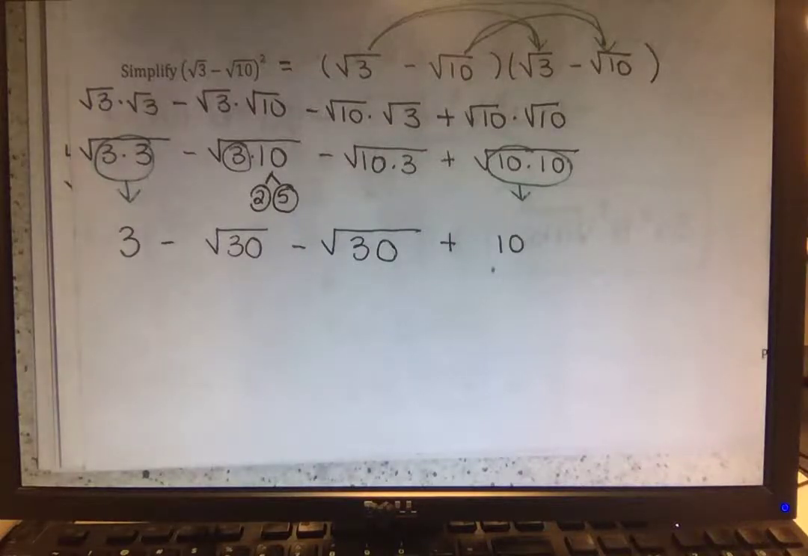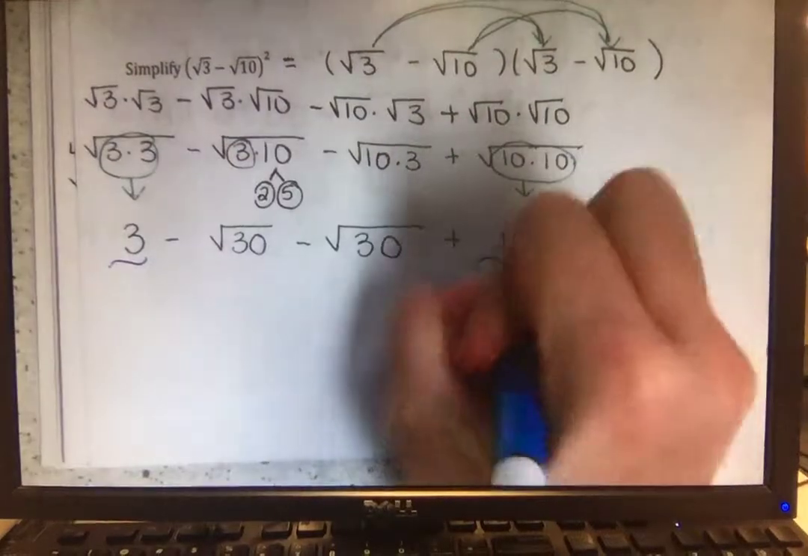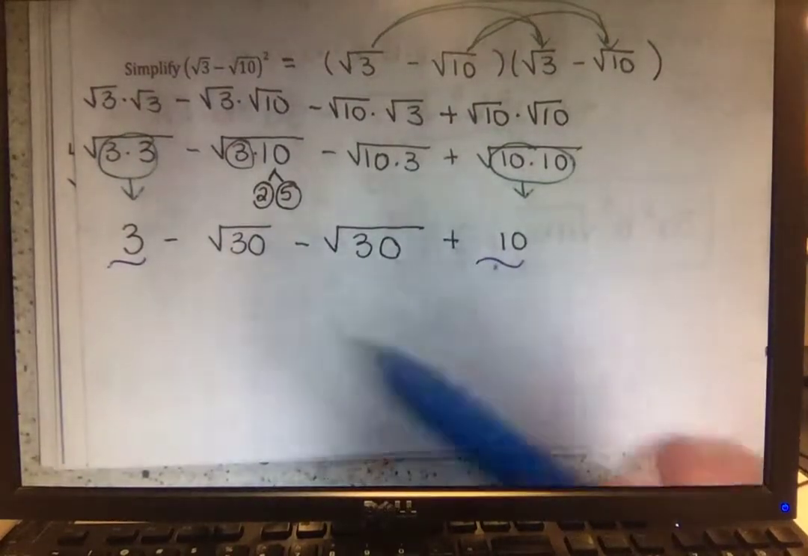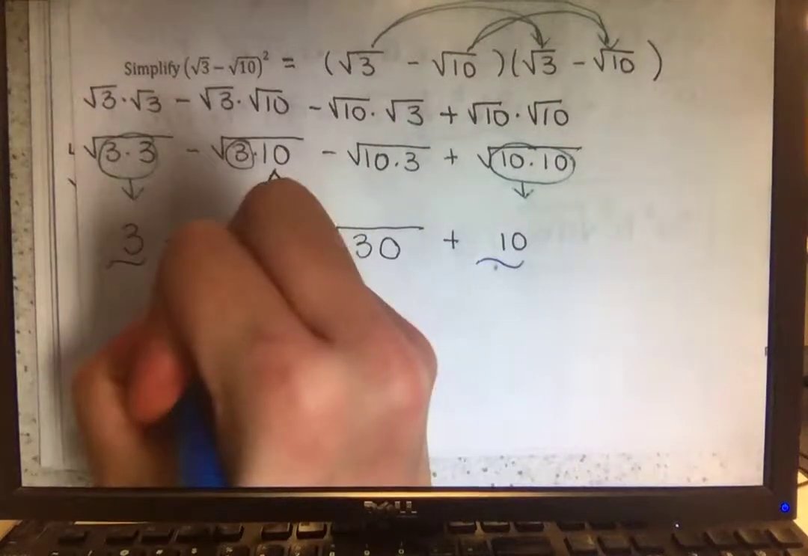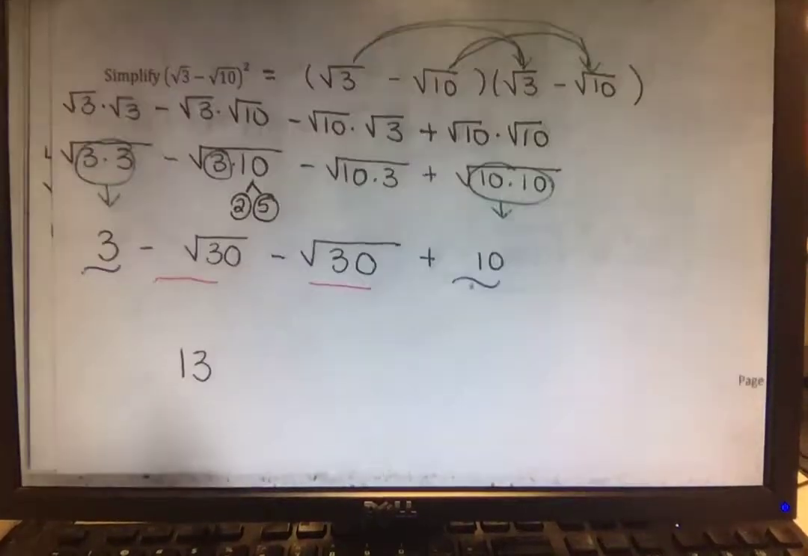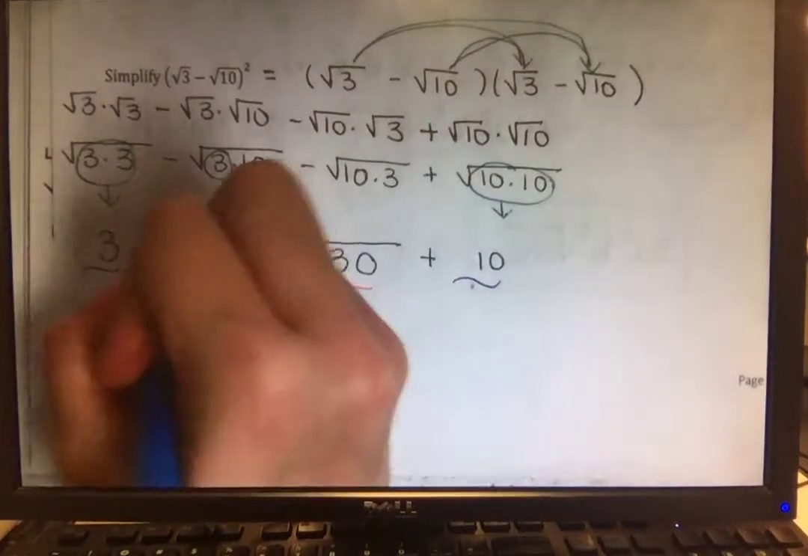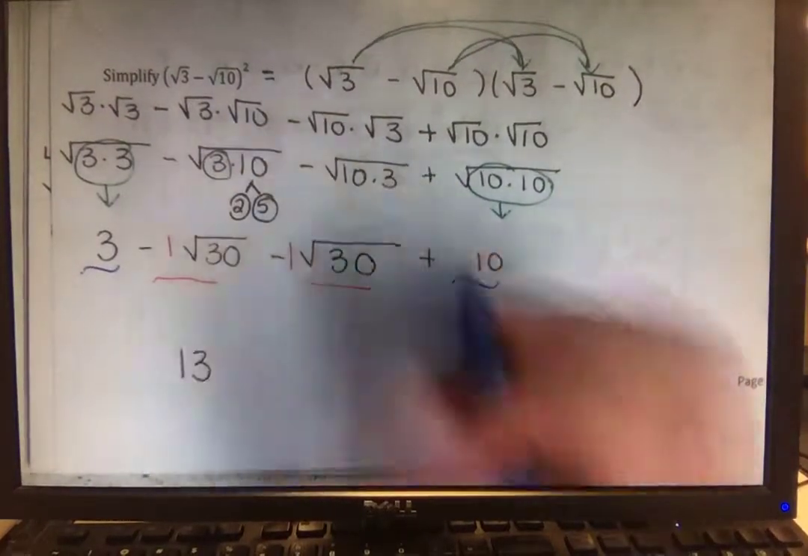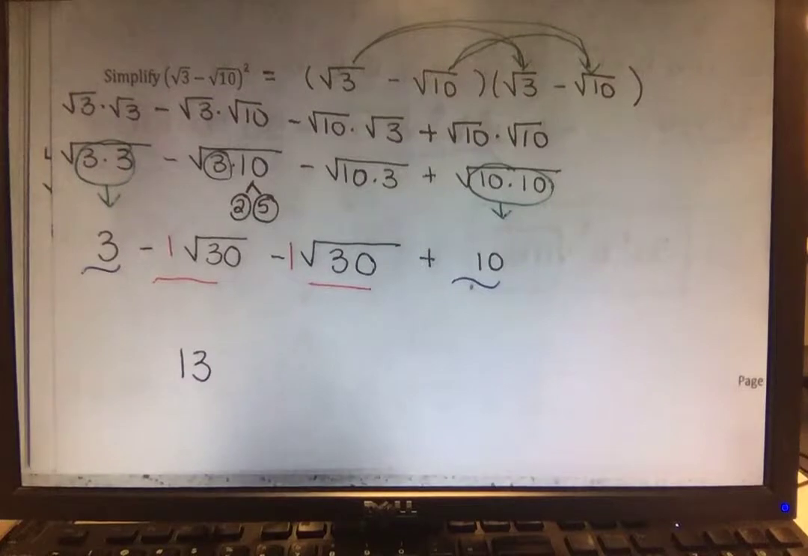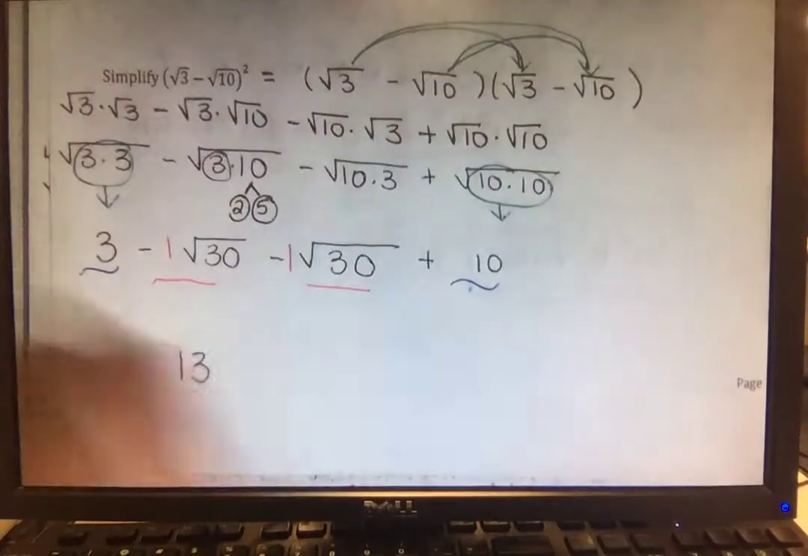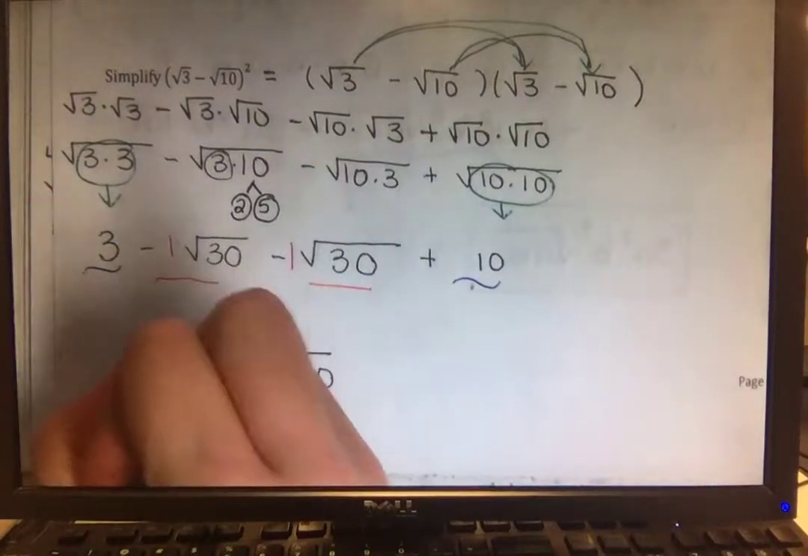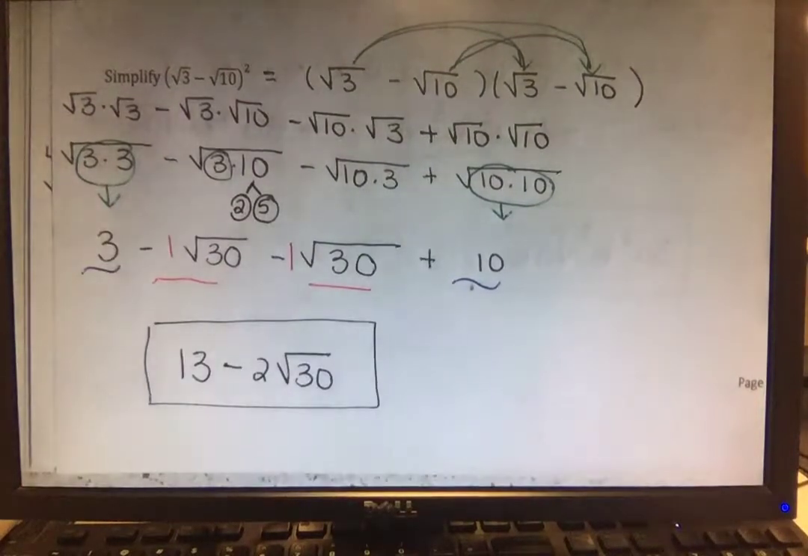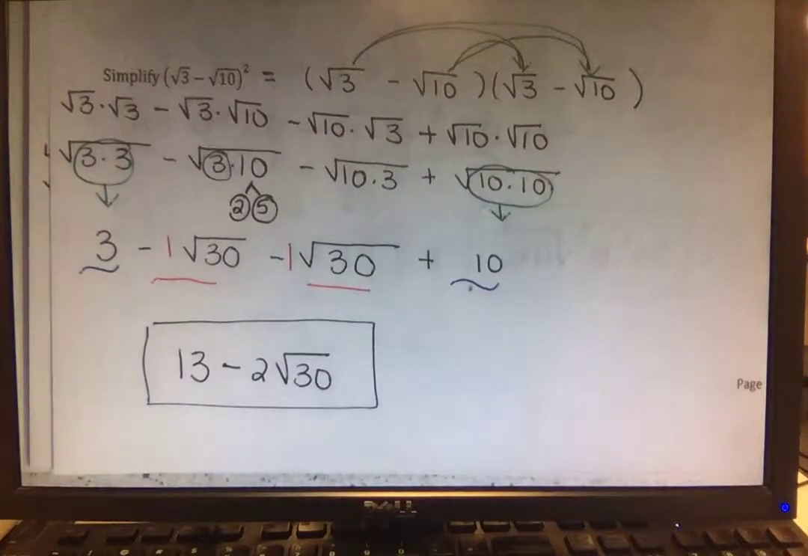So lastly, we can combine like terms, and we have 3 plus 10, which will give us 13. I have negative square root of 30 minus the square root of 30. So if you want to think about it as negative 1 thing minus 1 thing, so negative 1 minus 1 will give us negative 2 square roots of 30. These are not like terms, so we cannot go any further. That's our final answer.